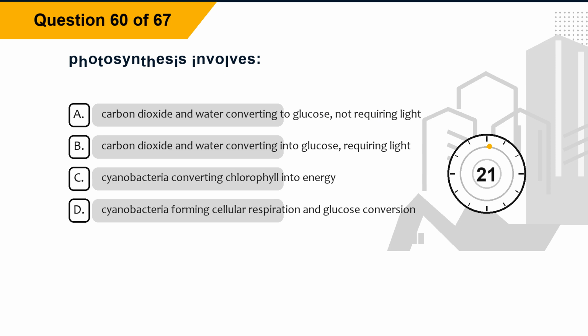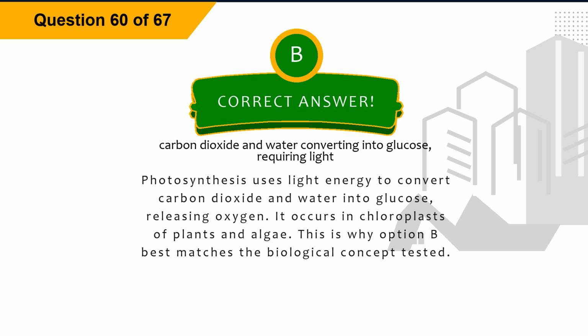Question 60. Photosynthesis involves option A, carbon dioxide and water converting to glucose, not requiring light. Option B, carbon dioxide and water converting into glucose, requiring light. Option C, cyanobacteria converting chlorophyll into energy. Option D, cyanobacteria forming cellular respiration and glucose conversion. The correct answer is option B, carbon dioxide and water converting into glucose, requiring light.